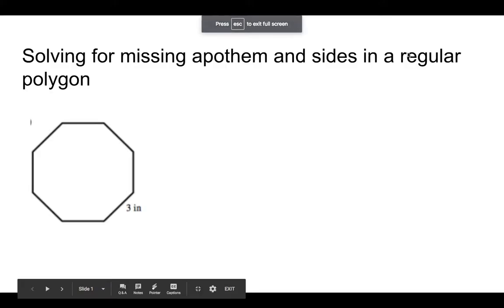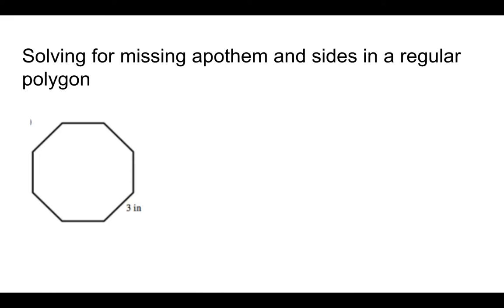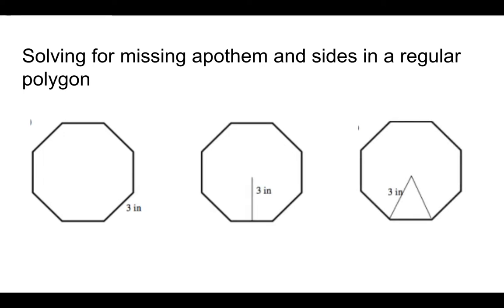Alright, so this video is going to help us in solving for missing apothem and sides in a regular polygon. So in these three examples, we cannot take the area of our polygon as it is. We've got to do a little extra to find the heights of the triangles, which we call the apothem, or the side of the regular polygon.